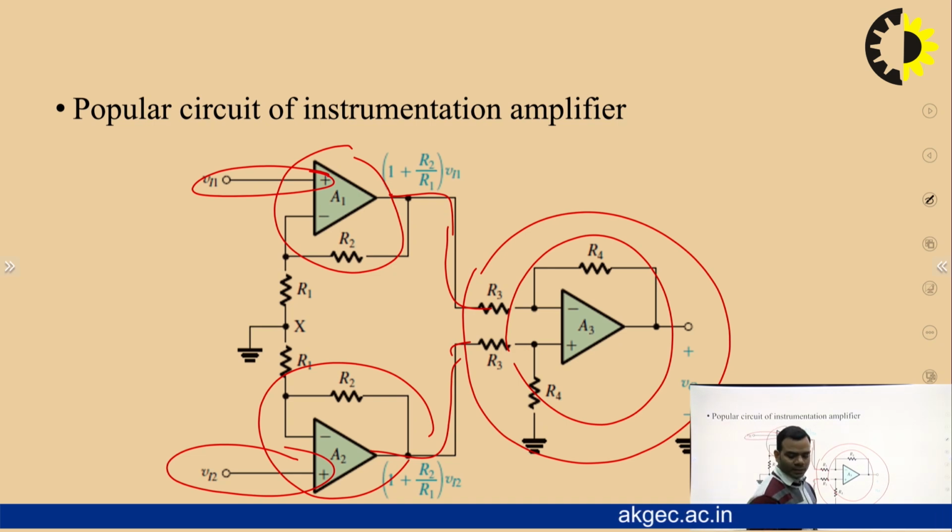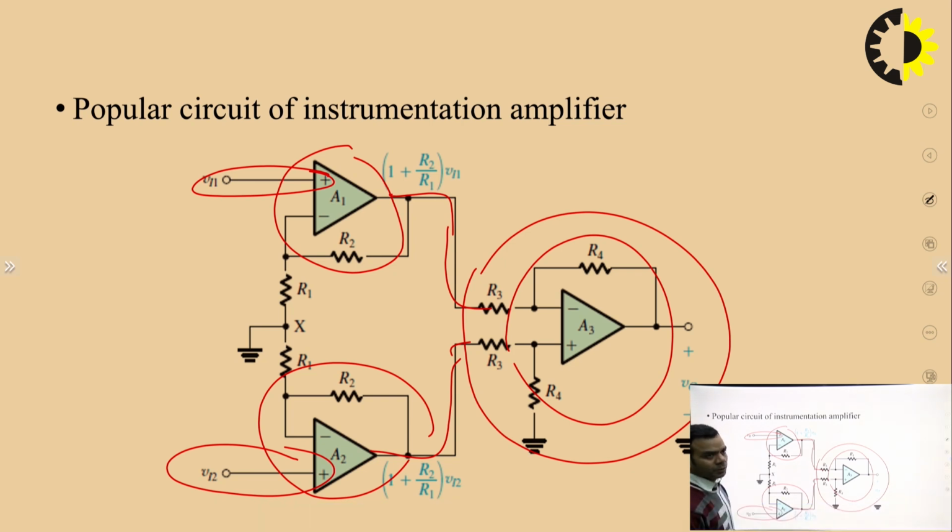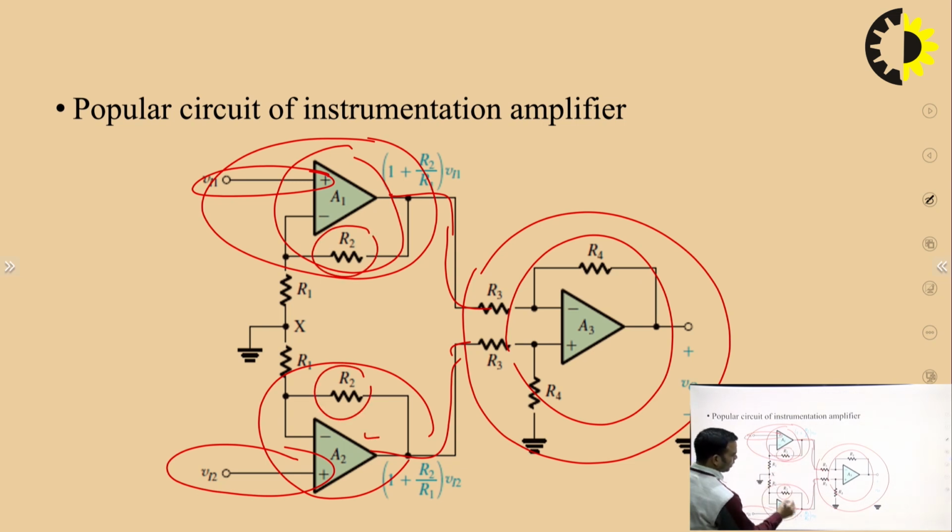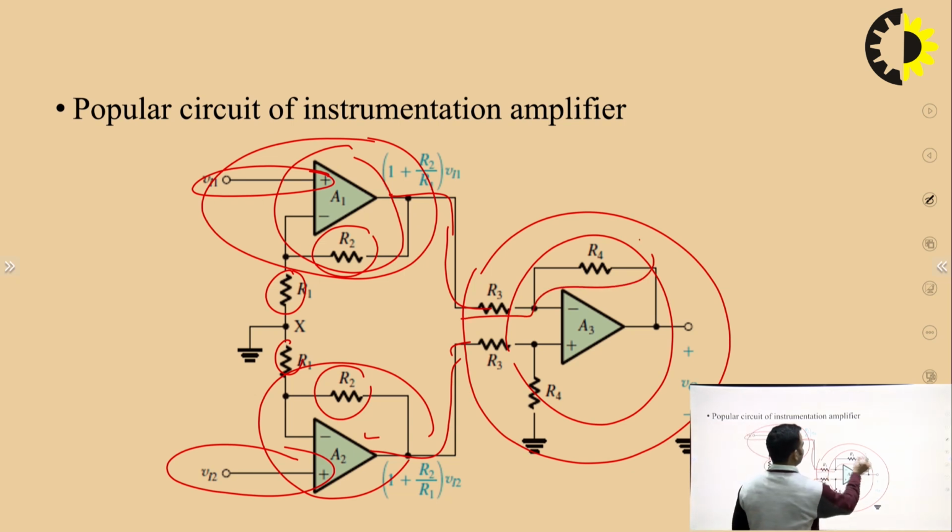So, let us see how this circuit will behave and how individual amplifiers A1, A2 and A3 will respond. Before analyzing this circuit, let us see what are the various components which are connected together to form the instrumentation amplifier. In this case, for amplifier A2, R2 is used in the feedback path, and R1 is used here, and R3 and R4 are used for the amplifier A3.